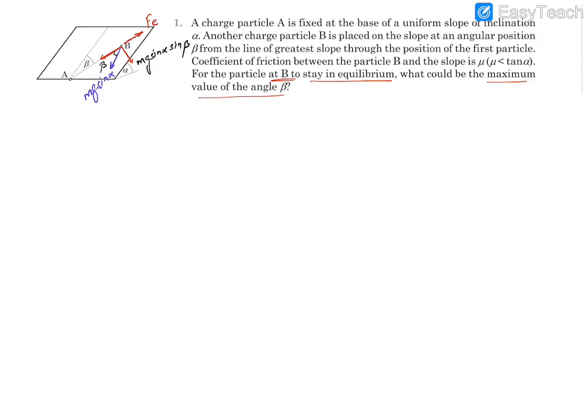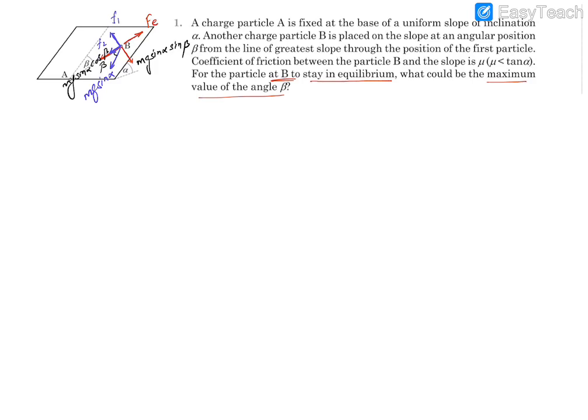Similarly, this component which is along the line AB will have a magnitude mg sine alpha cos beta. Now apart from these forces, there will be a frictional force acting. We can consider that the friction force has two components, one in the direction of this, and another in the direction of this. We can call this F1, a component of friction, and this F2, another component of friction. Now we need to find the maximum value of beta.